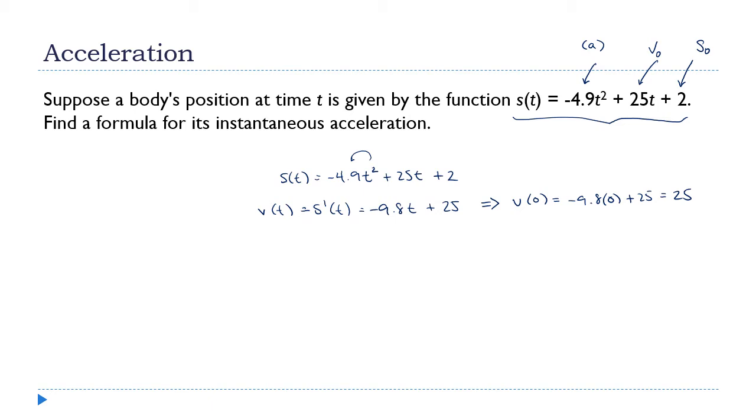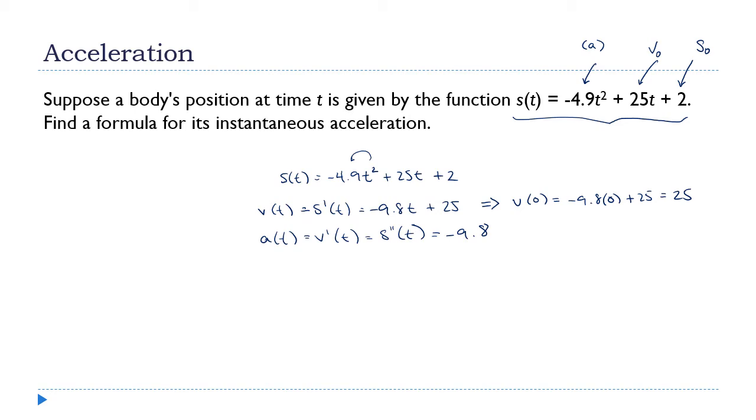All right, now we want the acceleration. So let's take this one step further. V prime of t, A of t is equal to V prime of t, which is the second derivative of the distance function. And if we differentiate this, the derivative of negative 9.8t is negative 9.8. And the derivative of 25, again, the derivative of a constant, is 0. So here you can see the acceleration is constant.